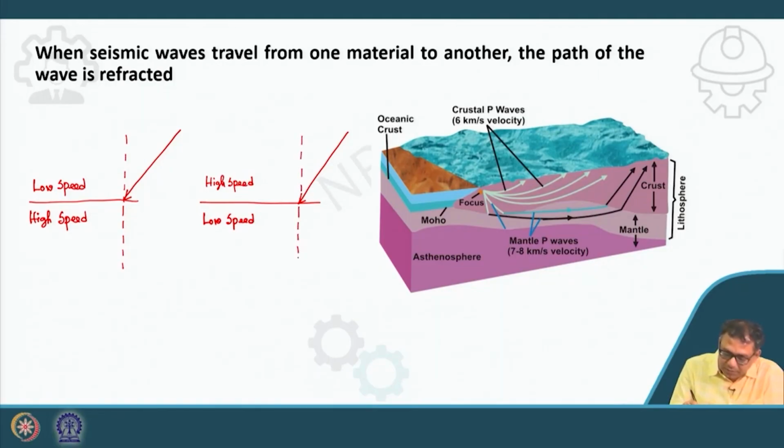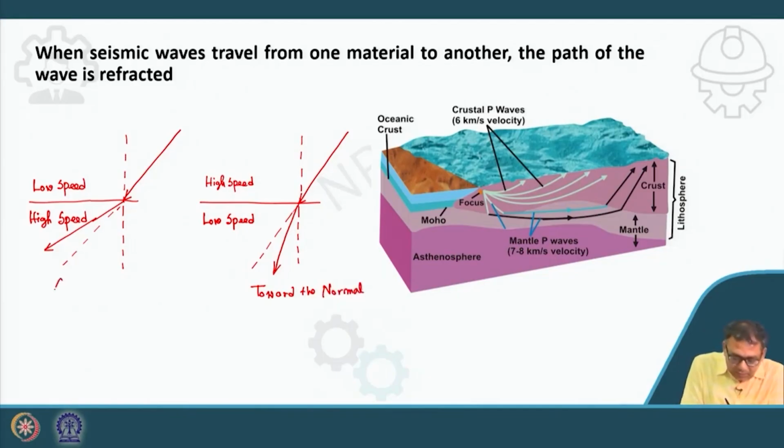In the first case, when the wave is moving from low speed to high speed, it will move away from the normal. So if this is the actual direction, then it will bend away from the normal. And in this case, when it is moving from high speed to low speed, it will move towards the normal, and this is away from the normal.